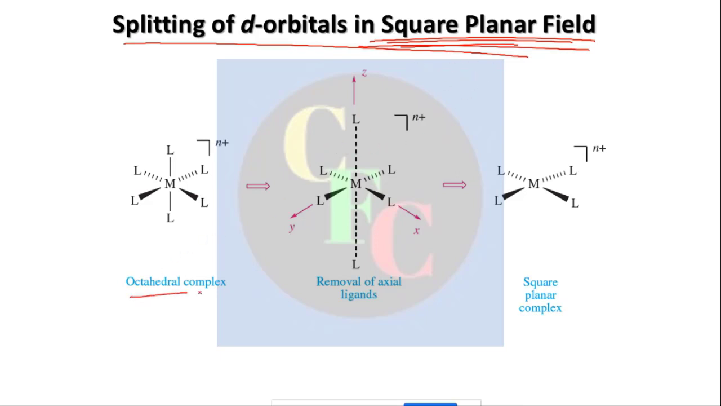Suppose you start with the octahedral complex. It was equivalent, all the metal ligand bonds are the same. Now suppose you remove the ligands along the z axis. And if you have completely removed them, what will you get? You will get a square planar complex. So this is how we can determine the crystal field structure of the square planar also.